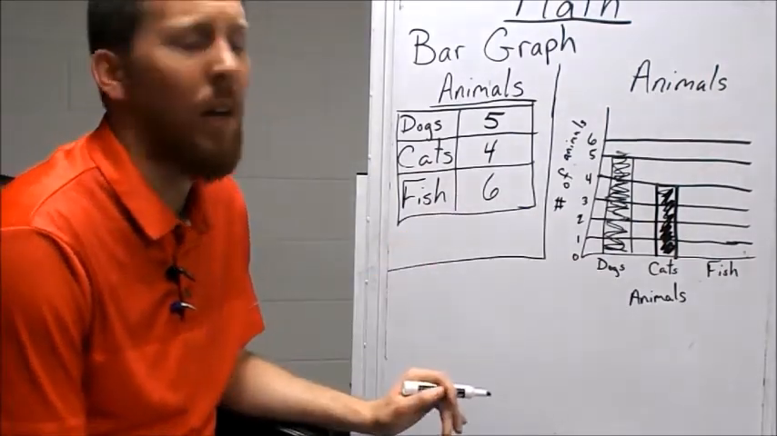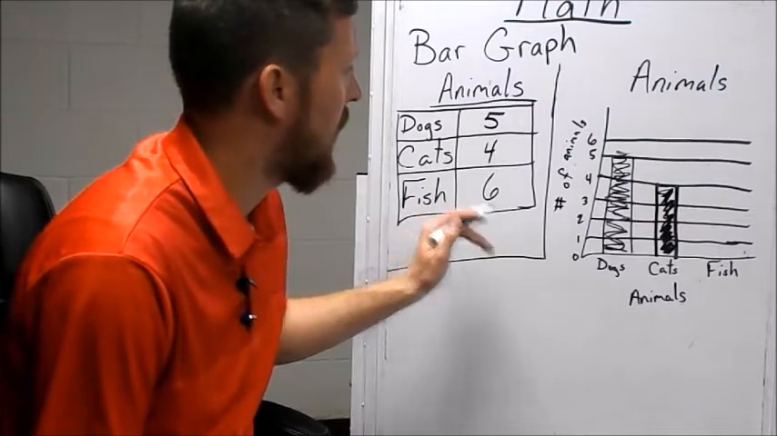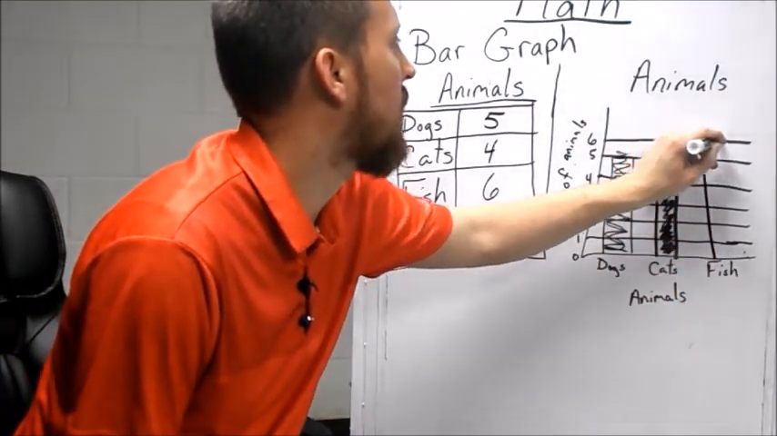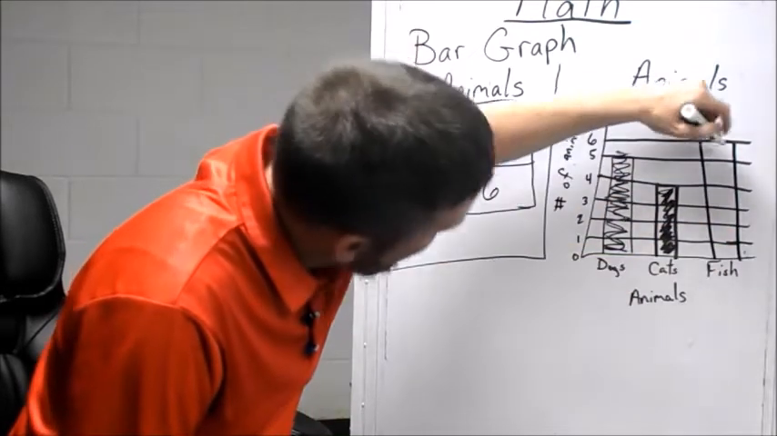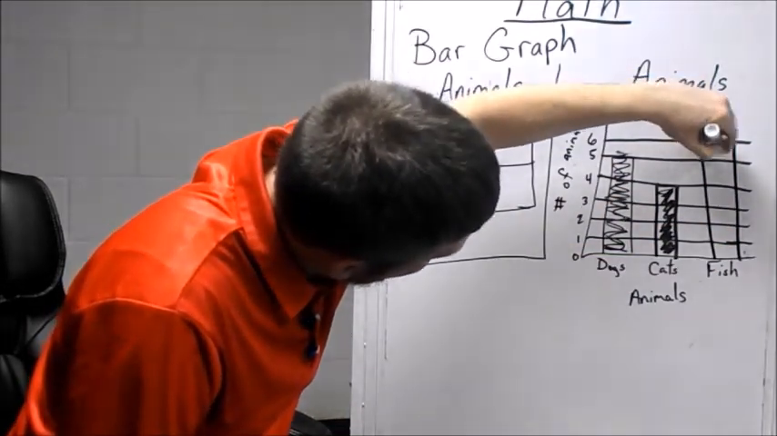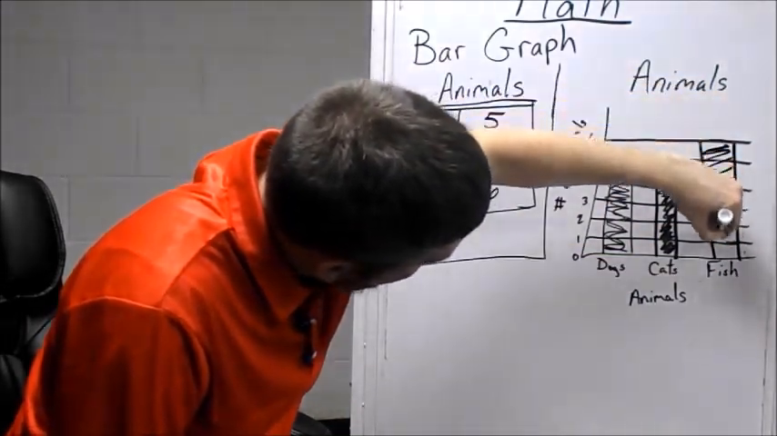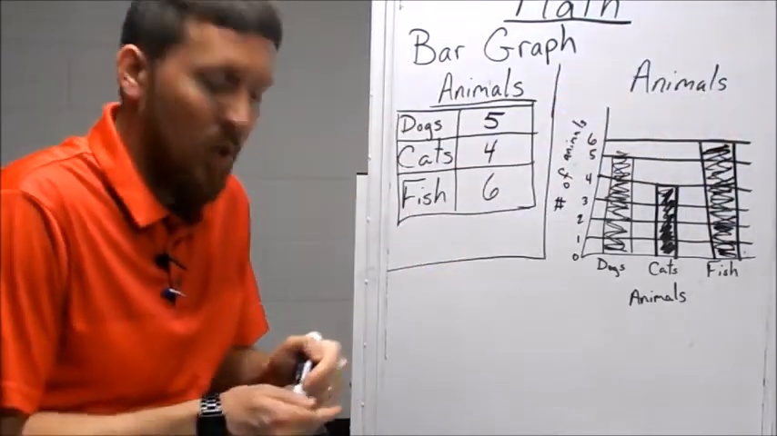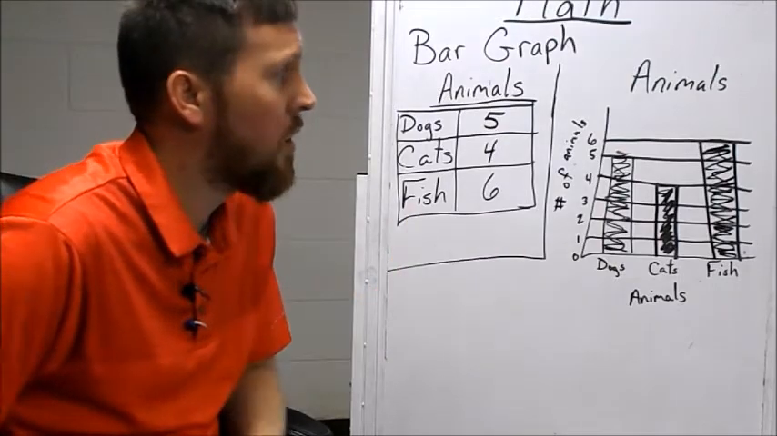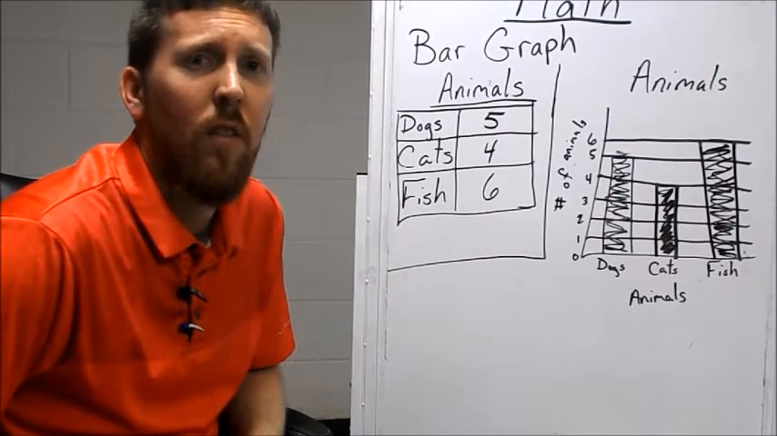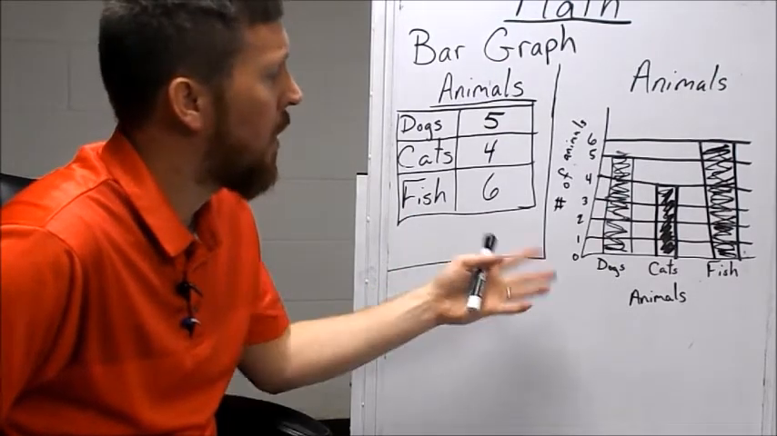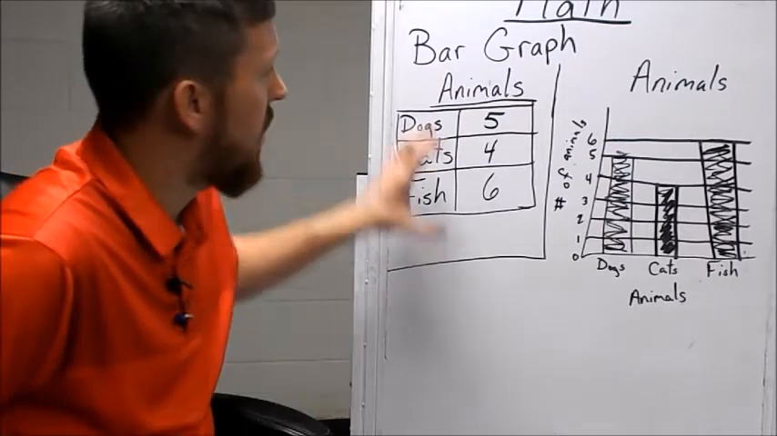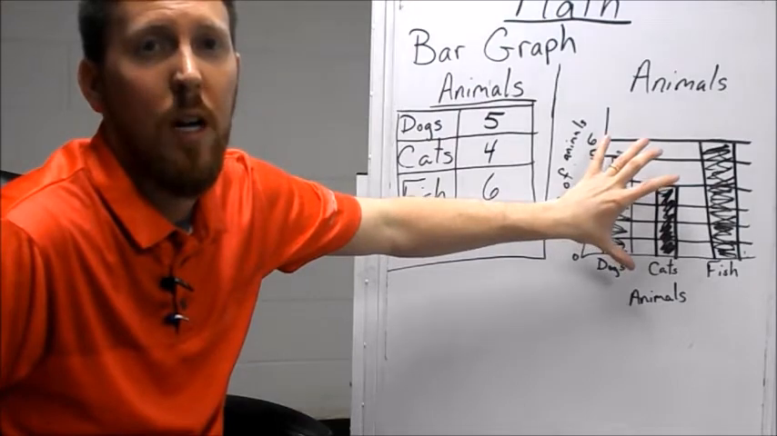And my final bar that I have to make is fish. So I'm going to look at fish. There's 6. It goes all the way to the top. And then to finish it off, I shade it in. Now I could answer questions based off of the data that I show on my bar graph. I could ask questions based off of the picture on my bar graph. But I'm more concerned about being able to take this data and to make or create a bar graph.